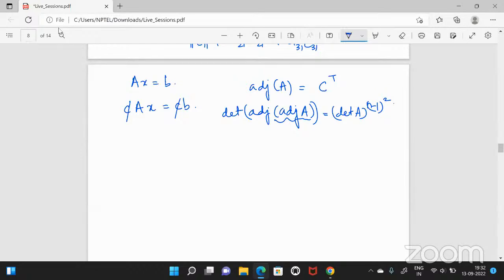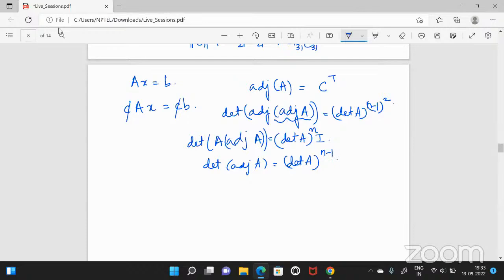Okay, but ma'am, there is this formula in the lecture. A into adjoint of A is determinant of A into the identity, I. So the determinant of this will be determinant A power n times this. So the determinant of the adjoint will be determinant of A power n minus 1. Right, then it must be squared. There are some formulas, so you can just use those and find it.